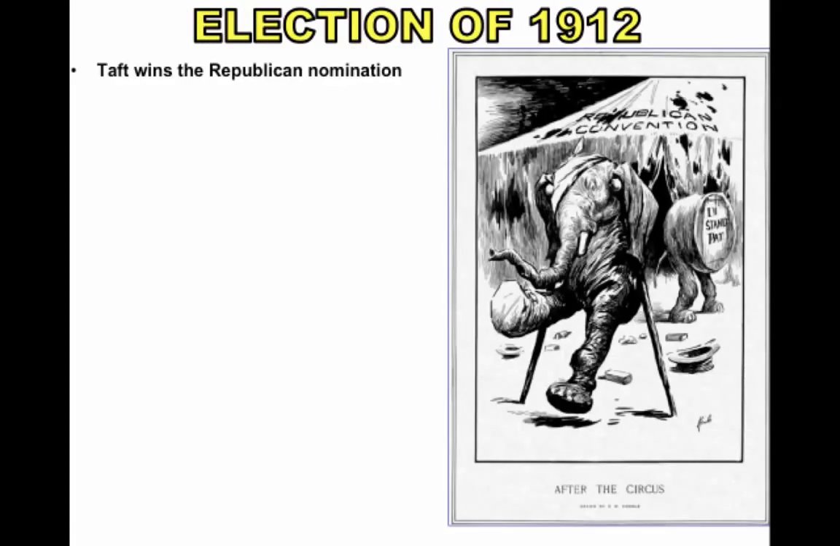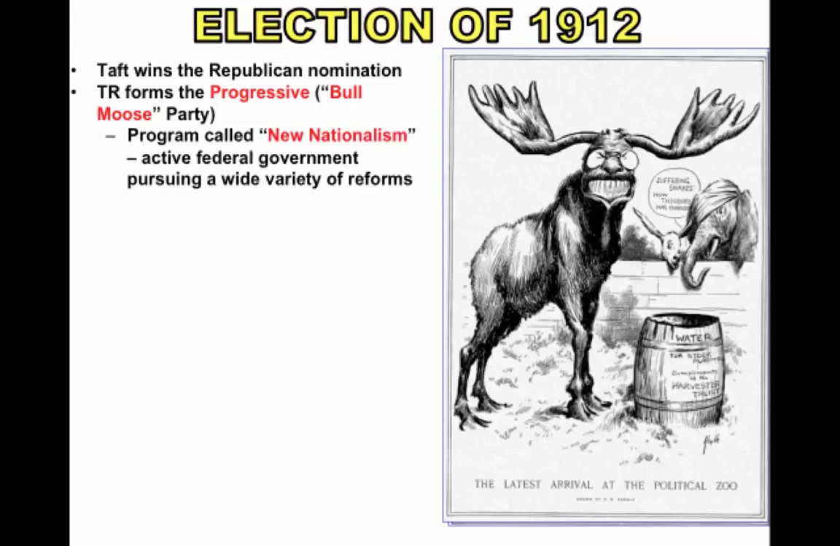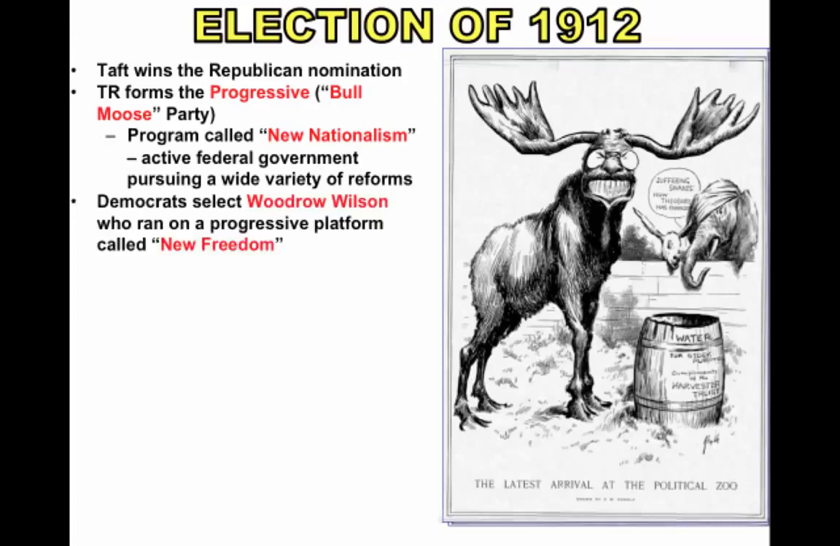So in 1912, there's a big old debate in the Republican Party. Taft wins the Republican nomination, and you can see it was split in half. Roosevelt's not going to back down, though. He forms his own political party known as the Progressive Party, or more commonly referred to by its nickname, the Bull Moose Party. And really, he runs on a program called New Nationalism, in which he wants an active federal government pursuing a wide variety of reforms. And he's going to throw his support behind every major progressive issue, from women's suffrage to breaking up bad monopolies.